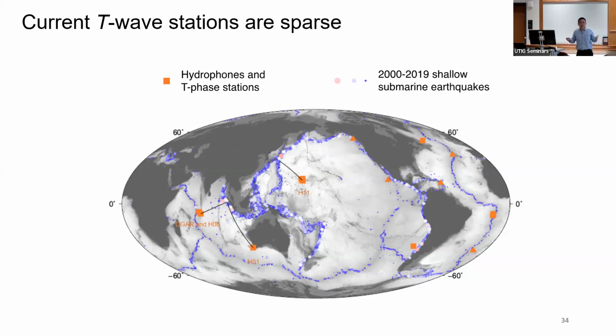But what's next? What's the next plan? Because globally, even with these hydrophones, the data is still very limited. And we just asked the CTBTO, is there any way to expand this global network?